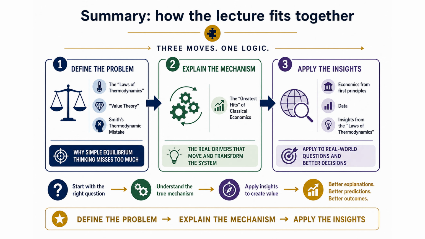First, the laws of thermodynamics and value theory, and Smith's thermodynamic mistake, define the problem and show why simple equilibrium thinking misses too much. Then, the greatest hits of classical economics explains the mechanism that actually drives change in the system. Finally, economics from first principles and data and insights from the laws of thermodynamics apply that logic to real competition and industry behavior. The full lesson is that once multiple variables interact, innovation matters and firms respond dynamically. Economics has to explain process and feedback rather than assume the system settles down by itself.